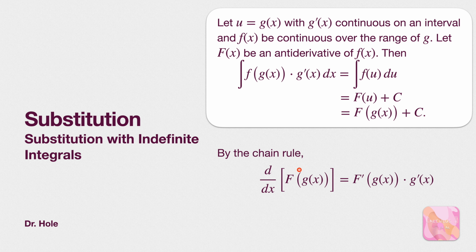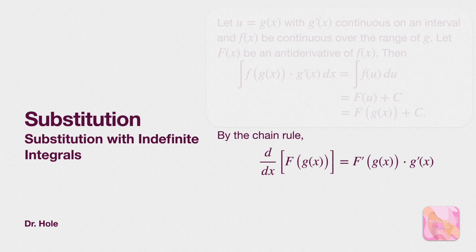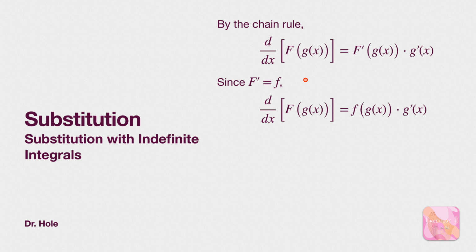Thus, in this chain rule computation, if we see capital F prime, we can swap out capital F prime with little f. Let's go ahead and do that. Capital F prime is little f. So now we have a restatement of our chain rule computation. So far, so good.